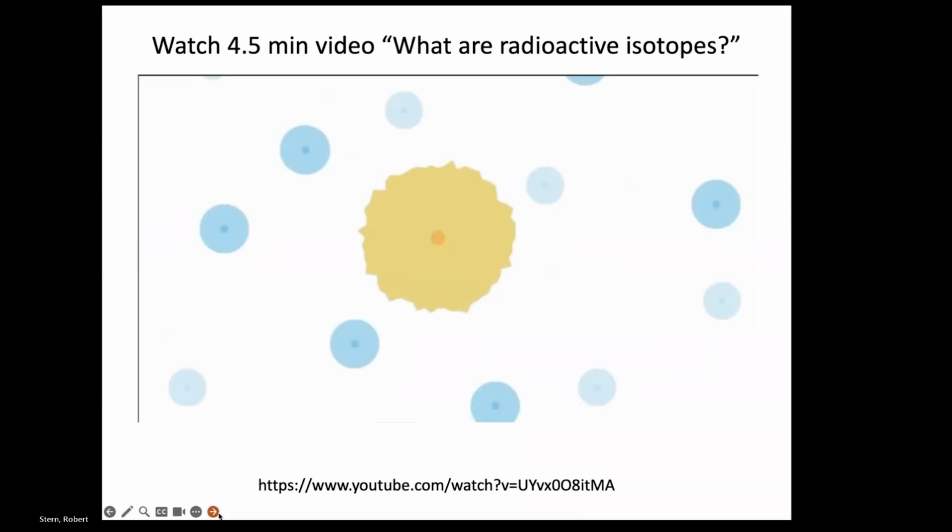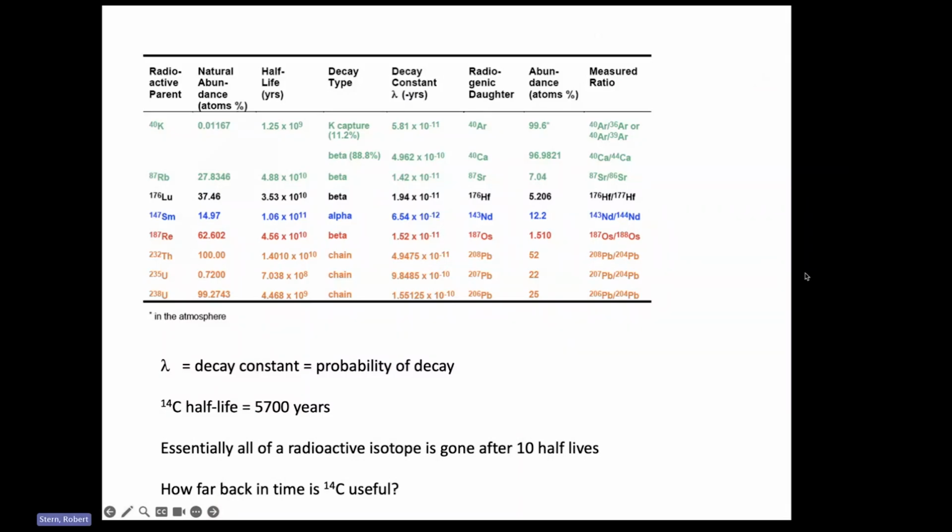All right. So we've been talking about unstable nuclei. These are all radionuclides, radioisotopes: potassium 40, rubidium 87, lutetium 176, samarium 147, rhenium 187, thorium 232, uranium 235, uranium 238. These are all radioactive, and we can talk about how unstable they are by looking at their half-lives, right?